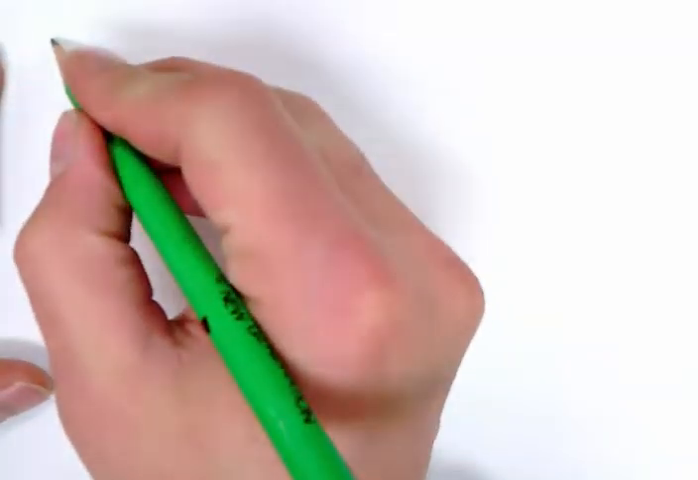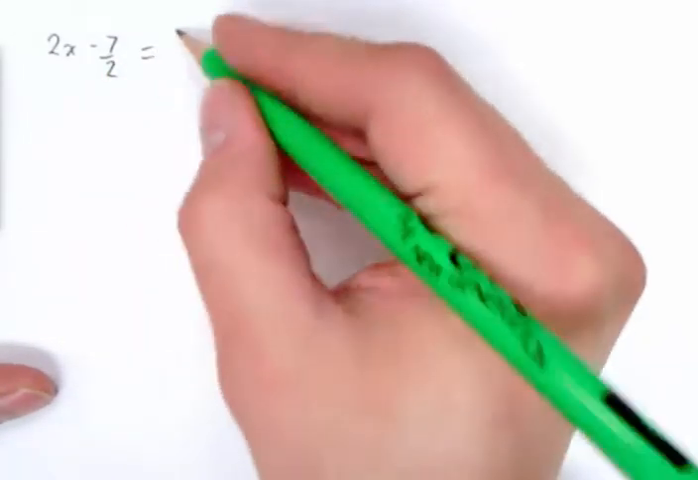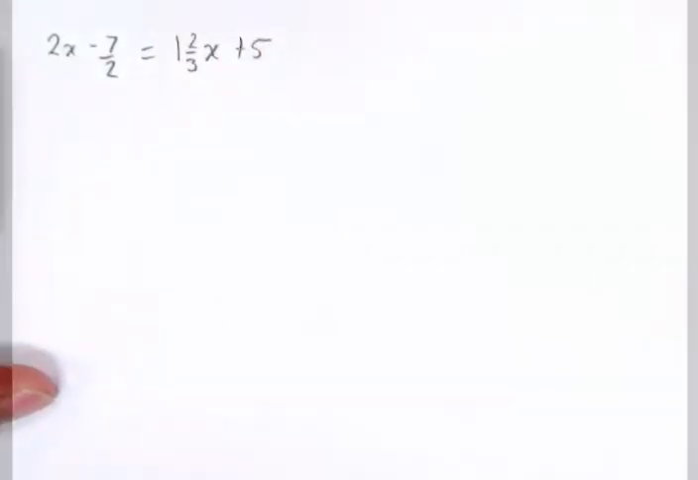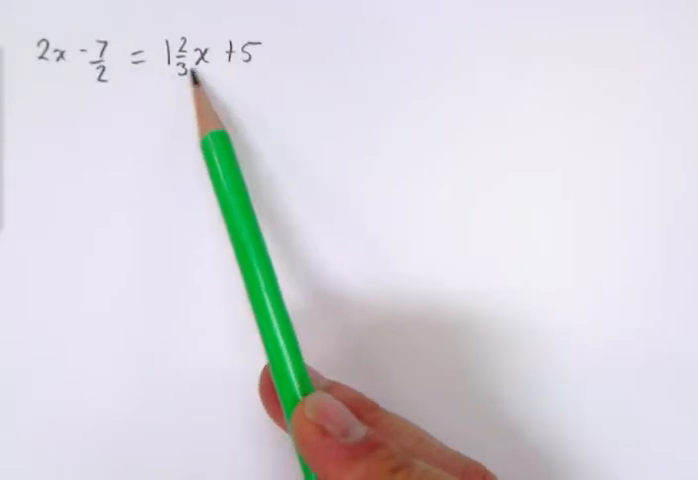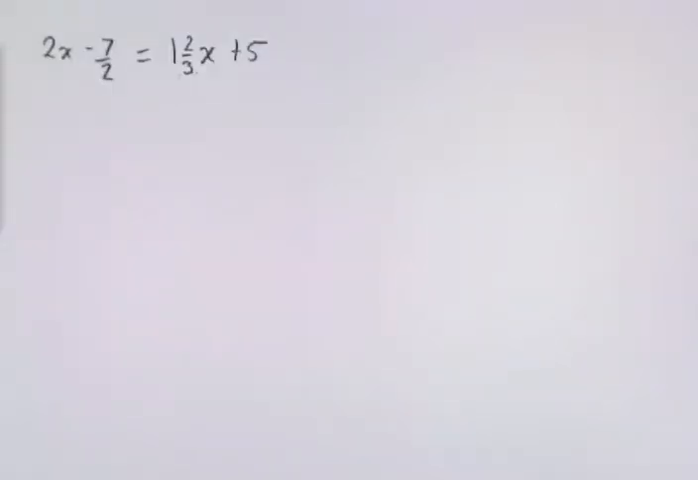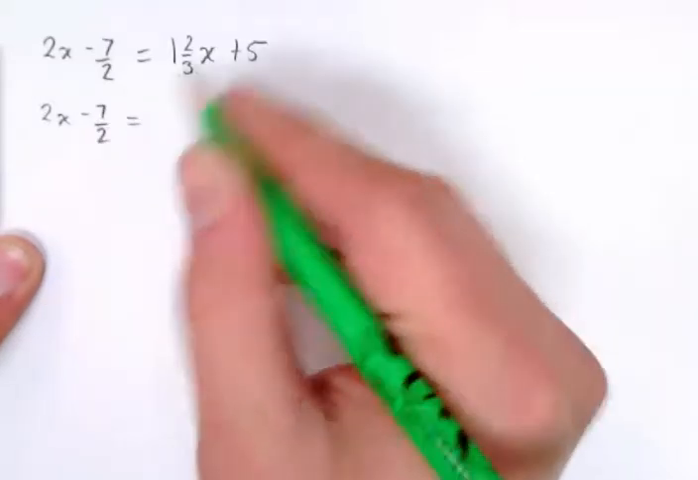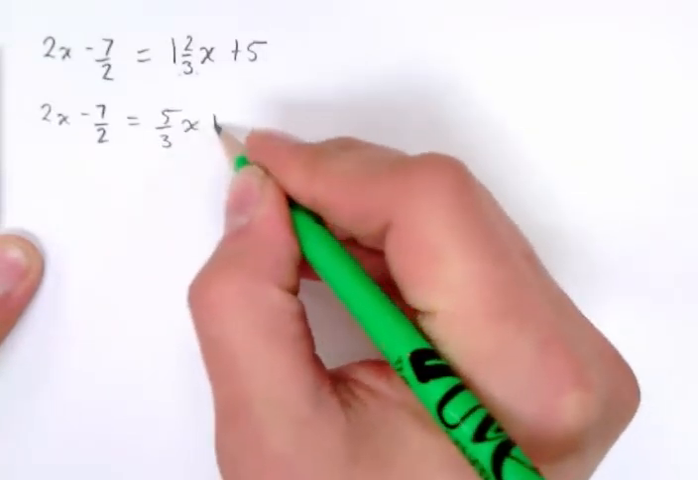I'm going to have this one with variables on both sides of my equation. So I'm going to start off here. We're going to have 2x minus 7 over 2 is equal to 1 and 2/3 x plus 5. Okay? So the first thing I look at here is I have a mixed fraction and we're multiplying it into x. So as soon as we see a multiplication with a mixed fraction, we want to change that to improper. So I'm going to leave this where we still have 2x minus 7 over 2 is equal to, so we have a whole 3 and then 2, so that's going to be 5 over 3x plus 5.